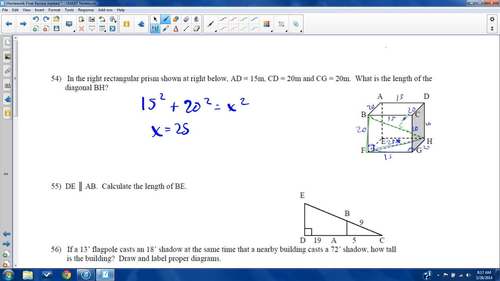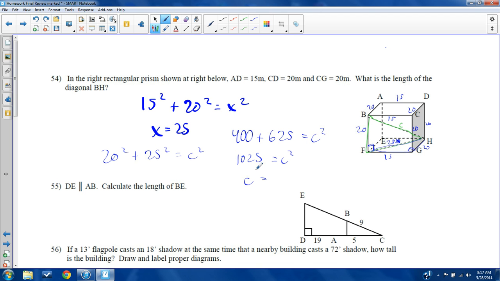Now I'm looking at a right triangle where I need to solve for C. So I have 20 squared plus 25 squared equals C squared. I don't think this is a special right triangle. This is not 3, 4, 5 for sure. So that's 400 plus, I think, 625 equals C squared. 1025 equals C squared. So C equals the square root of 1025.